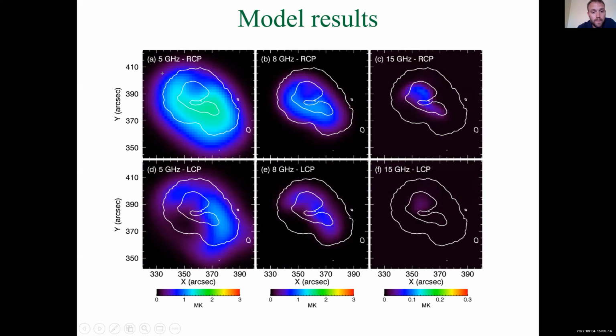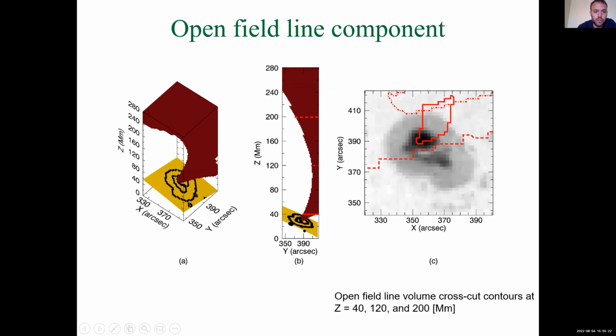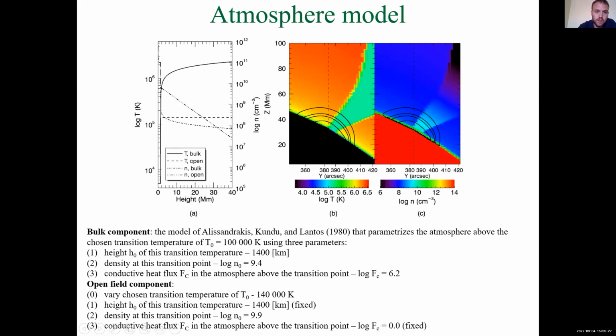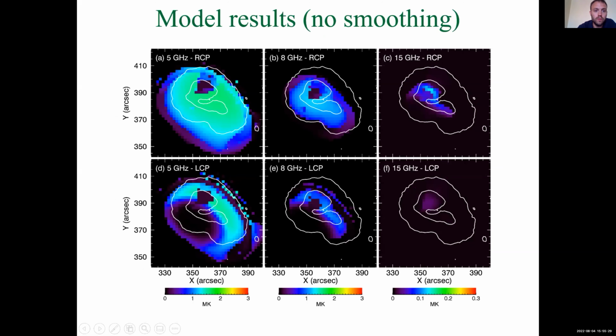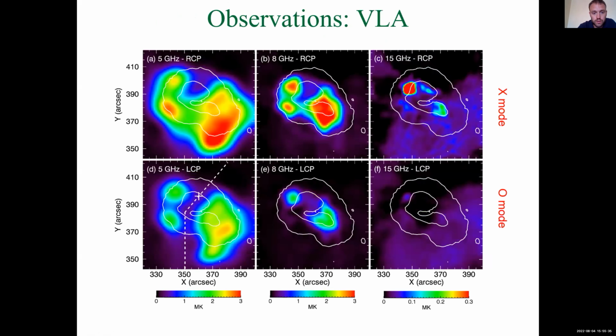Recently, I ran an improved model of the magnetic field for the same sunspot, and it seems that this volume that I previously showed is actually broader in the improved model. So that would also mean that the area of reduced brightness temperature is also broader, and that would probably lead to a better match with the observations.